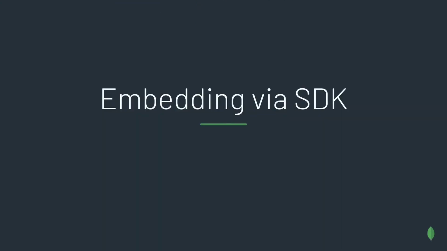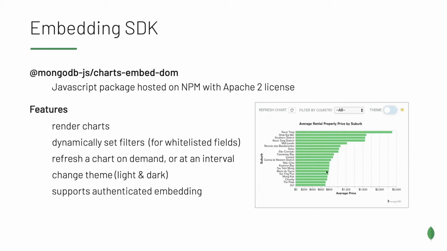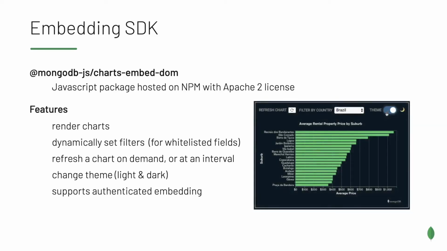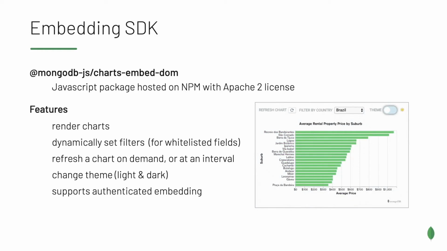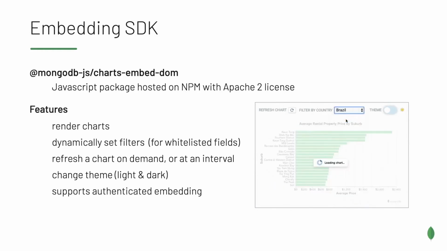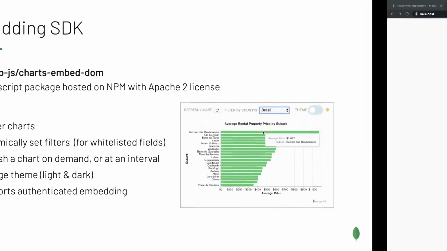The biggest update for charts embedding is the release of our Embedding SDK. The Embedding SDK is a JavaScript package hosted on NPM with the Apache 2 license, and it's a brand new way we built to allow you to embed charts into your application using JavaScript. It has a number of features that build on top of and enhance what iframe embedding provides. So let's dive right in and see how we can get started with the Embedding SDK.